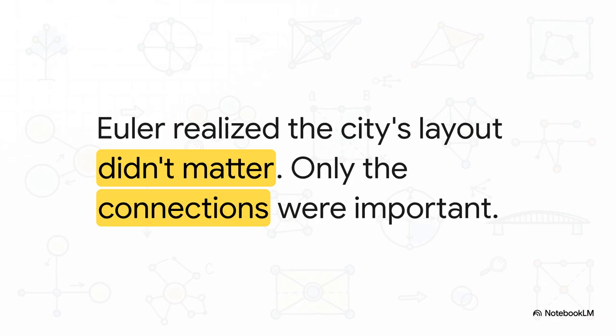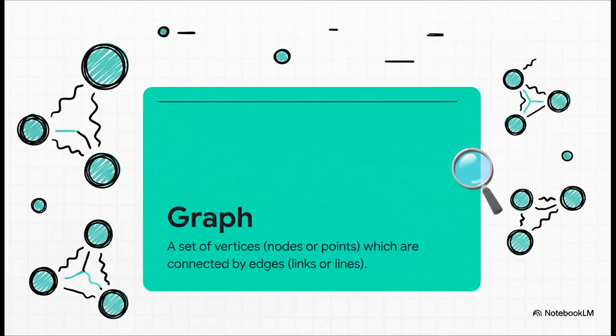He realized this wasn't a puzzle about geography at all. It was a puzzle about connections. It was about the network. So what did he do? He invented a whole new way of looking at it, a new kind of math, which we now call graph theory. It's so elegant. He said, let's turn each piece of land into a simple dot.